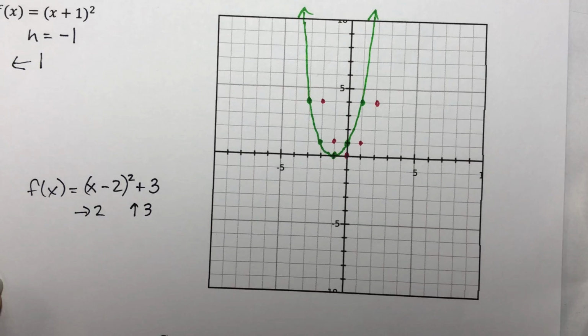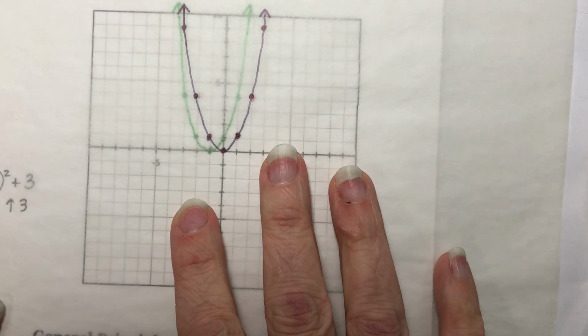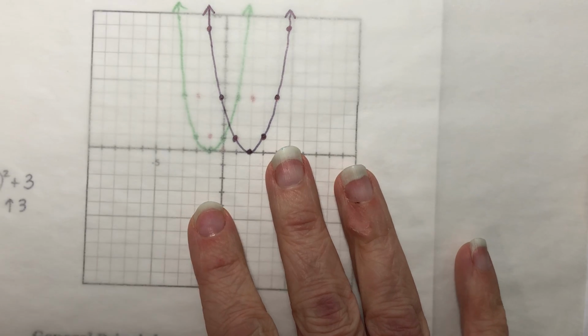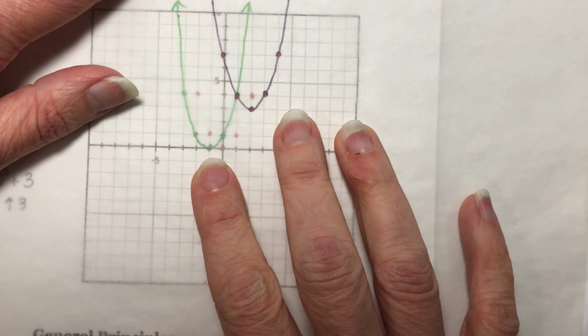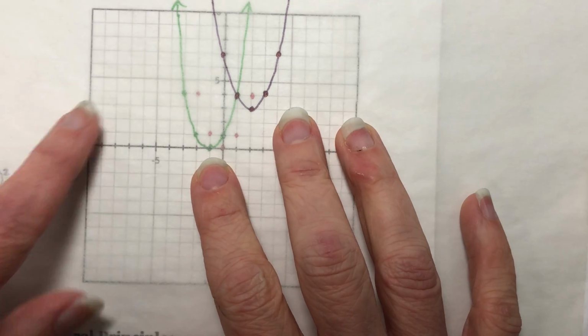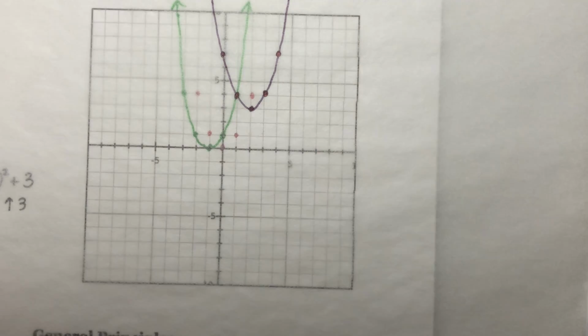Okay, I'm going to use this same grid here just to show you. But what we would do is we need to go right 2 and then up 3. That would be our new graph right there. Okay, or you could go up 3, then left or right 2, and you're going to end up in exactly the same place. Okay, all right.